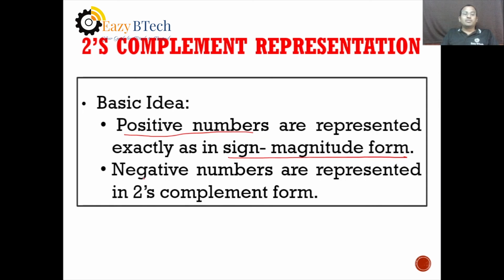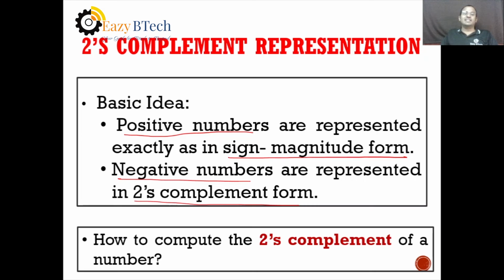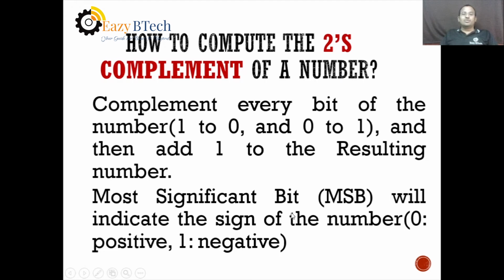So how will we represent negative numbers? Negative numbers we will represent in two's complement form. The next question is how to find the two's complement of a given number, so that we will see now. How to compute the two's complement of a given number?